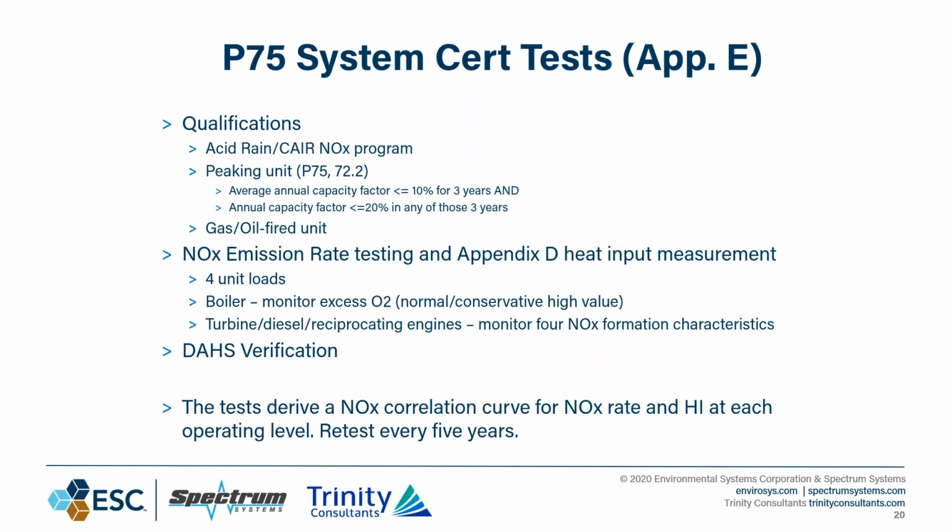Moving on, if you are categorized under Part 75 Appendix E style monitoring, your qualifications for doing so mean that you are part of the Acid Rain or CAIR or CSAPR NOx program. You're defined as a peaking unit, meaning that your average annual capacity factor is less than or equal to 10% for 3 consecutive years, and that your annual capacity factor was less than or equal to 20% in any of those 3 years. Under Appendix E, you will do NOx emission rate testing and Appendix D style heat input measurement.